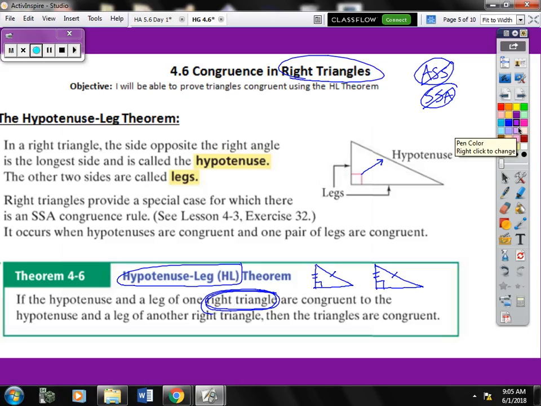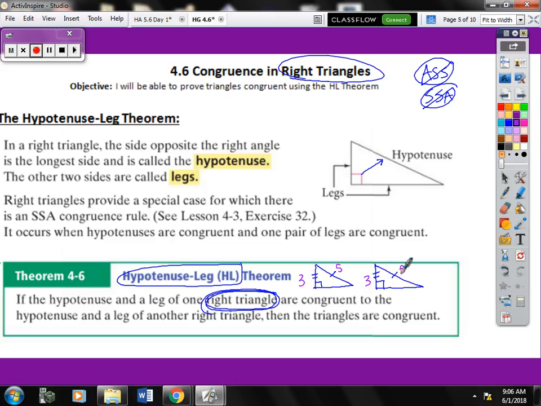What's something we know about right triangles and their side lengths? Maybe a formula, perhaps, we know. I can find side lengths of a right triangle. Brett? The Pythagorean theorem. So, let's just throw in numbers. Let's suppose I knew this was 3 and this was 5. And I knew this was 3 and this was 5. Couldn't we do the Pythagorean theorem to prove that the other two legs were congruent?